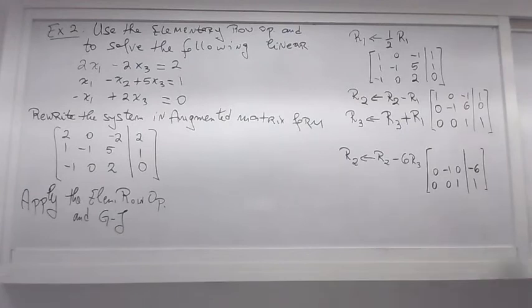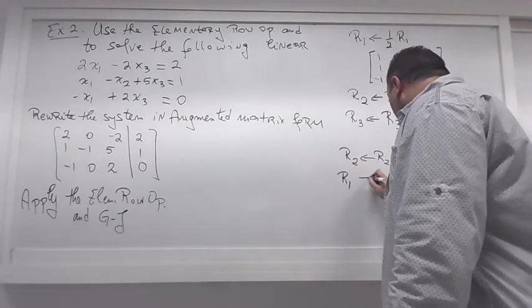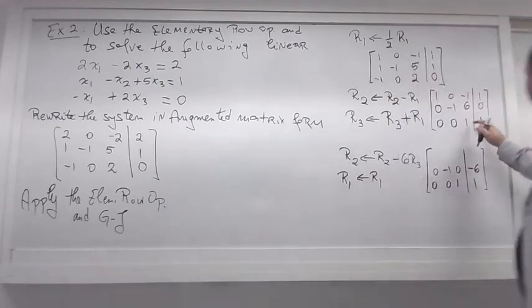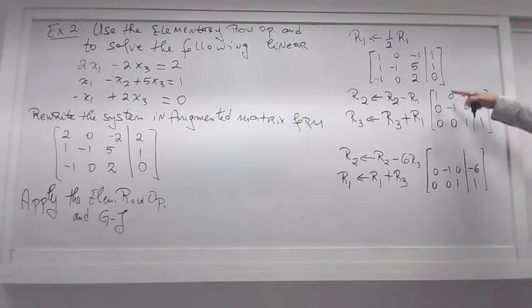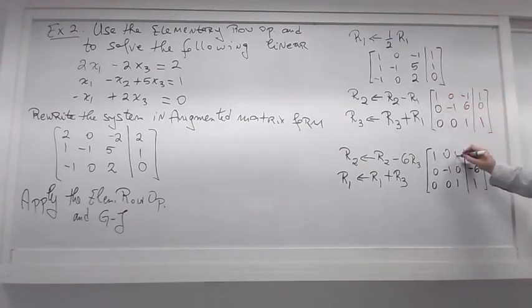Nice. Now I would like to kill this guy too. Eliminate x3. So what I did, I eliminated x3 from the second equation. It would be fun to eliminate x3 from the first equation. So row 1 is replaced by row 1. I just need to add them. Plus row 3. So row 1 plus row 3. Okay, 0. Minus 1 plus 1, 0. Beautiful. 1 plus 1, 2. Gorgeous.